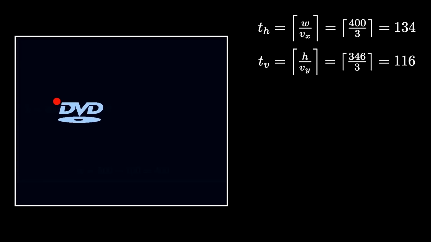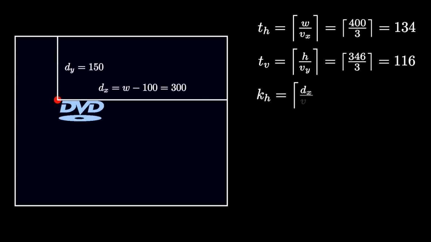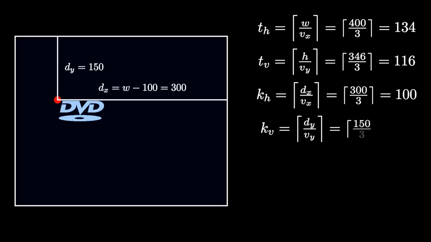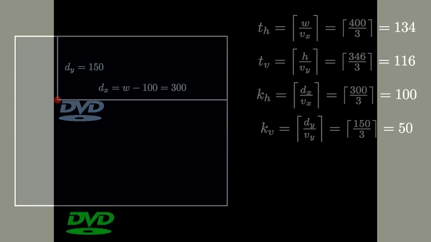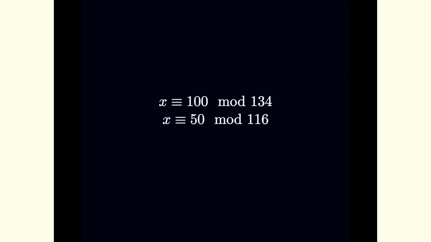For our horizontal offset, we're moving only 300 pixels before we hit the right wall for the first time, so our horizontal offset is 300 over 3, or 100 frames. For our vertical offset, we're moving 150 pixels before hitting the top wall, so our vertical offset is 150 over 3, or 50 frames. So now we can set up our equation. Our value x is congruent to 100 mod 134 and 50 mod 116.